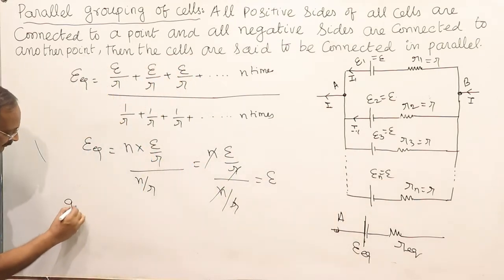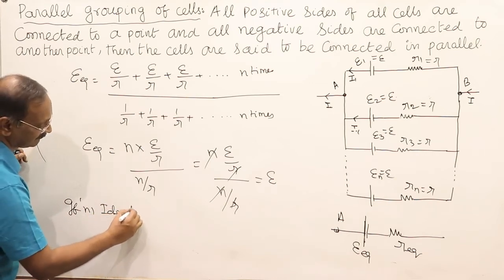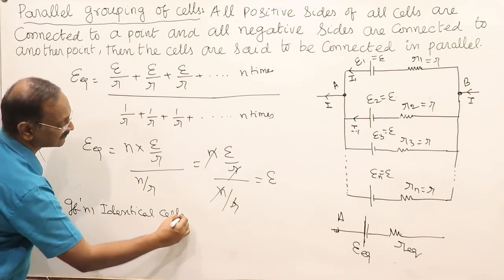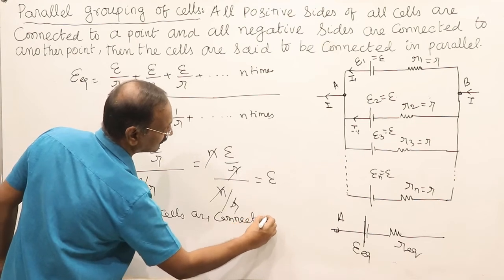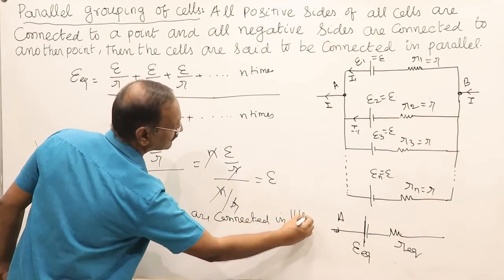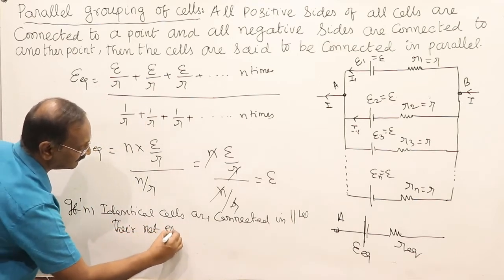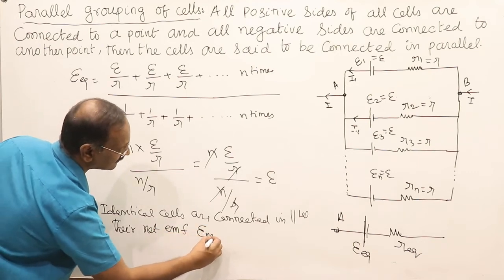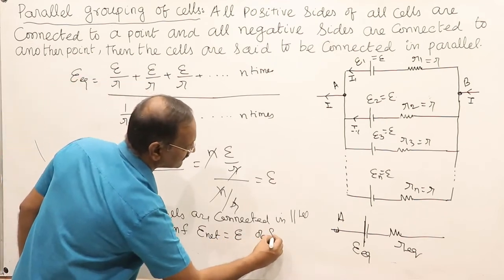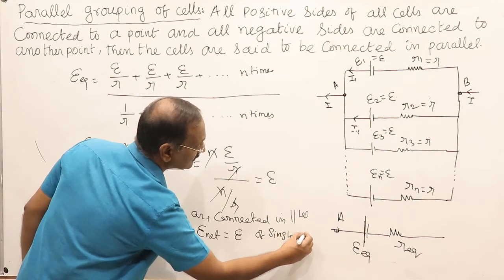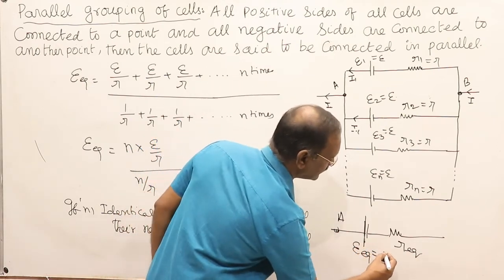If n identical cells are connected in parallel, the net EMF, E net or E total, is equal to the EMF of a single cell. This is the net EMF. In this case, if all n cells are identical, the EMF is equal to this much.